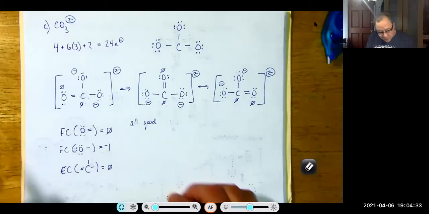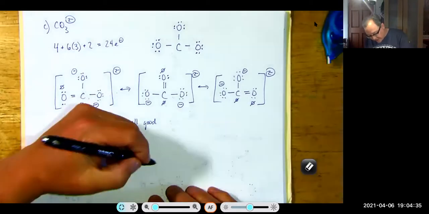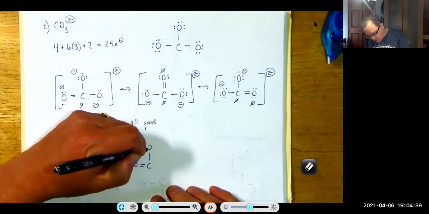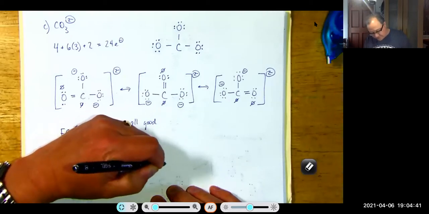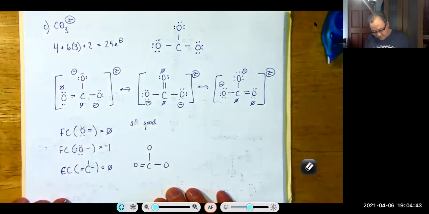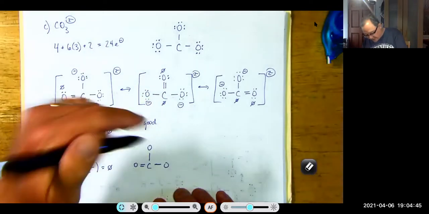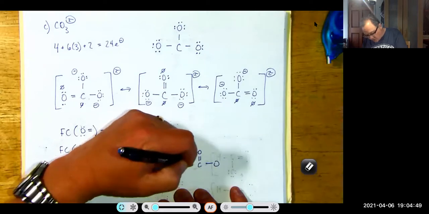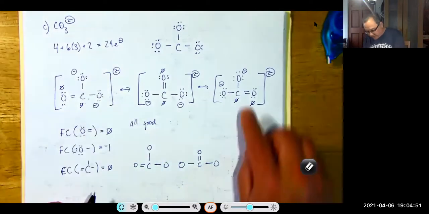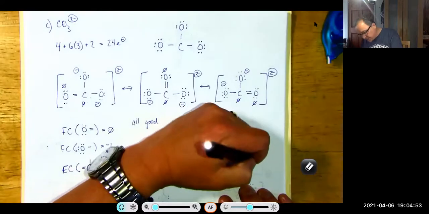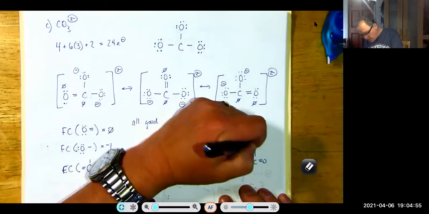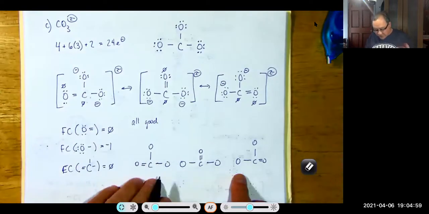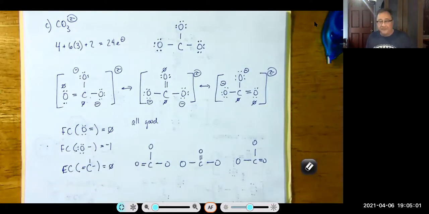So if we actually drew this, it would look like this. Short, long, long. If you drew this, it would look like this. Short, long, long. And if you drew this, it would look like this. Short, long, long. I'm not trying to show you Lewis structures. I'm just trying to show you the short and the long of it.